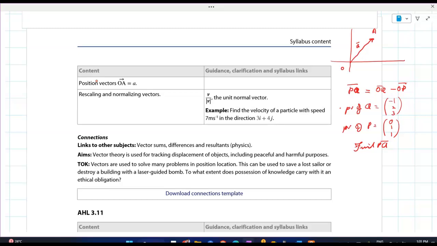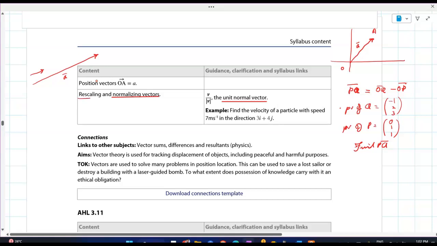Okay. Rescaling and normalizing vectors. Now, a unit normal vector is the vector divided by its magnitude. So if you have a vector, let's say A, a unit vector is of length 1 unit in the direction of A. Now to find a unit vector, you do the vector divided by its magnitude. So you do vector V divided by its magnitude. That's normalizing vectors, meaning you're getting the unit vector.